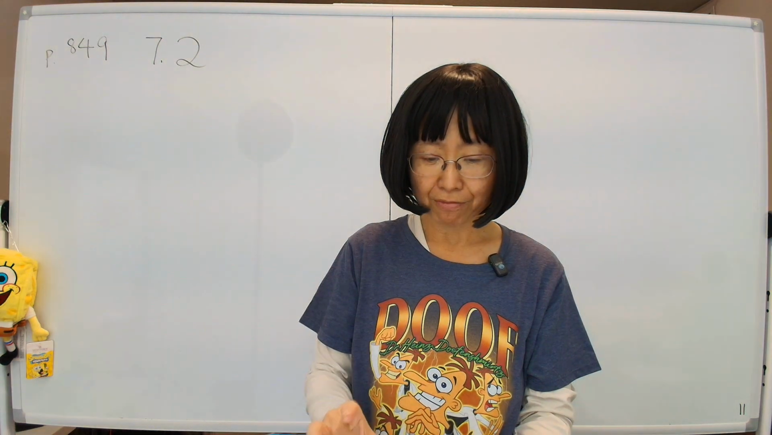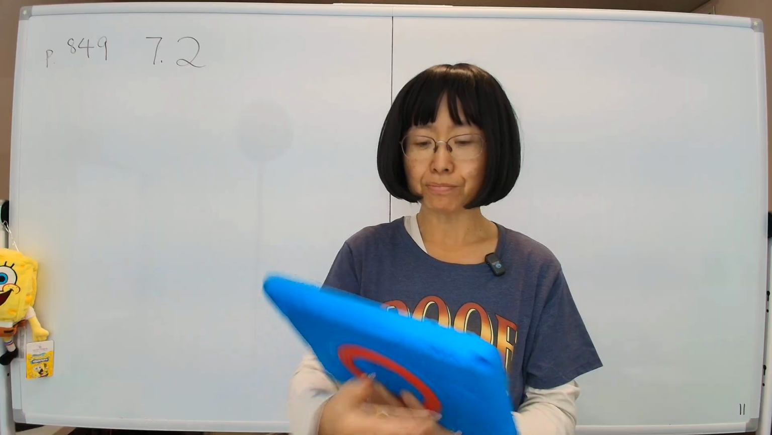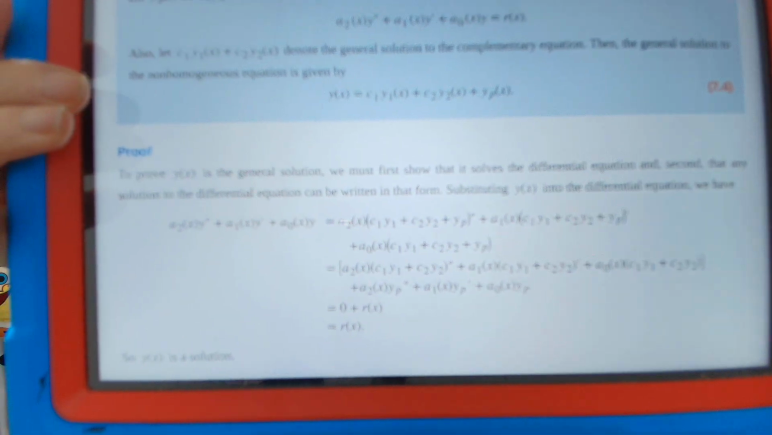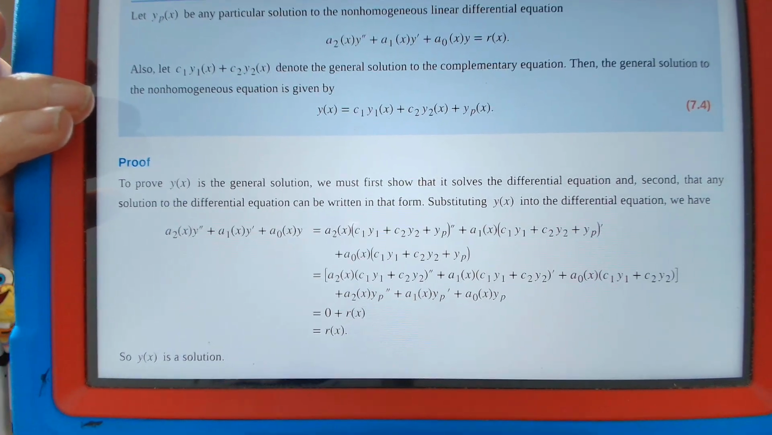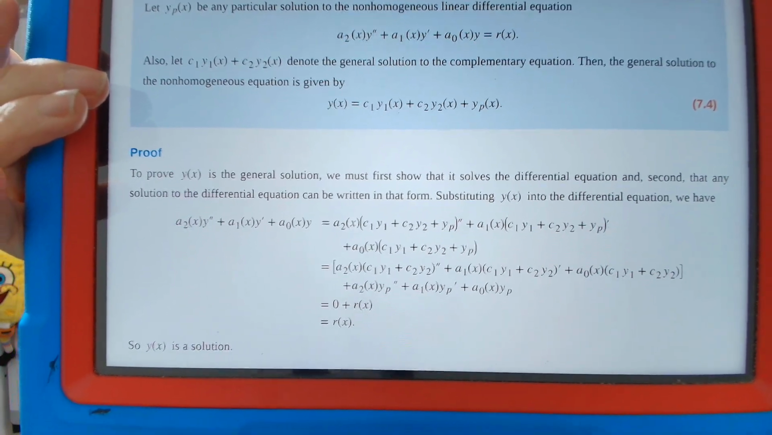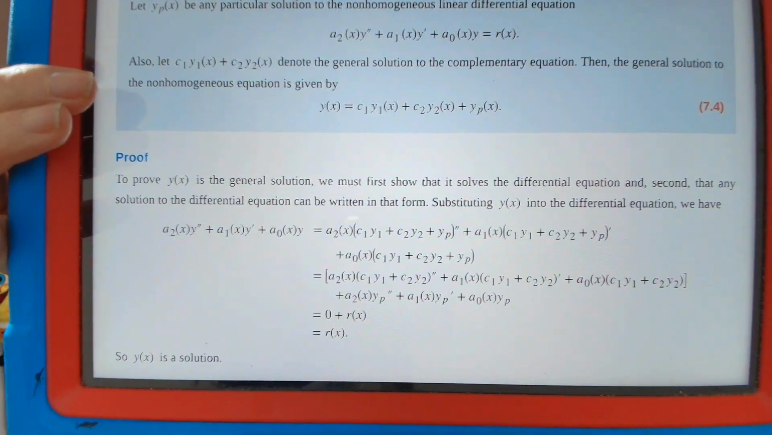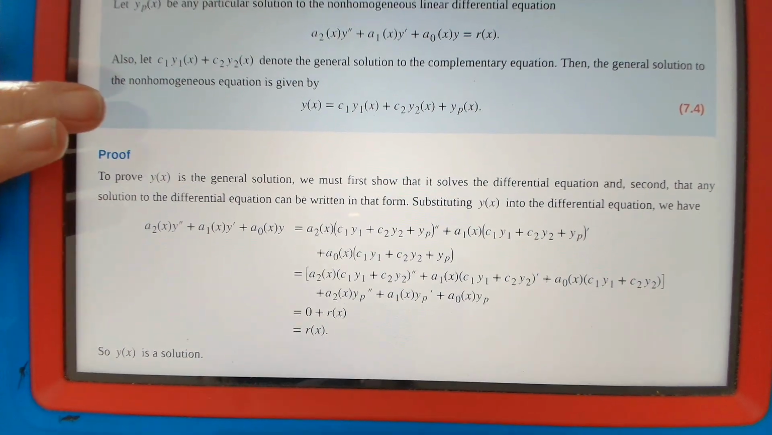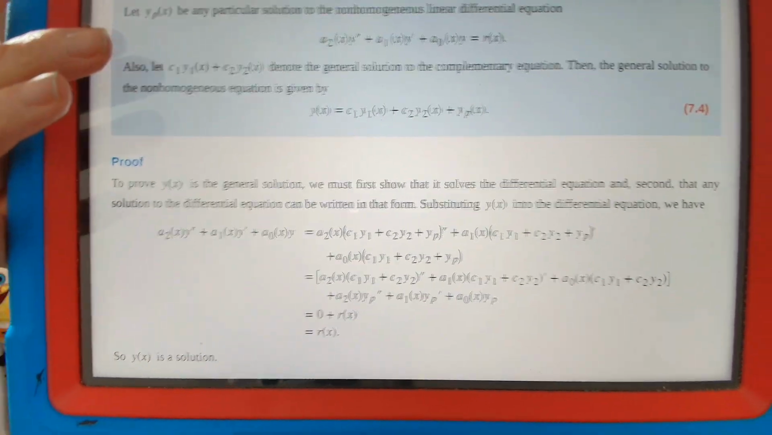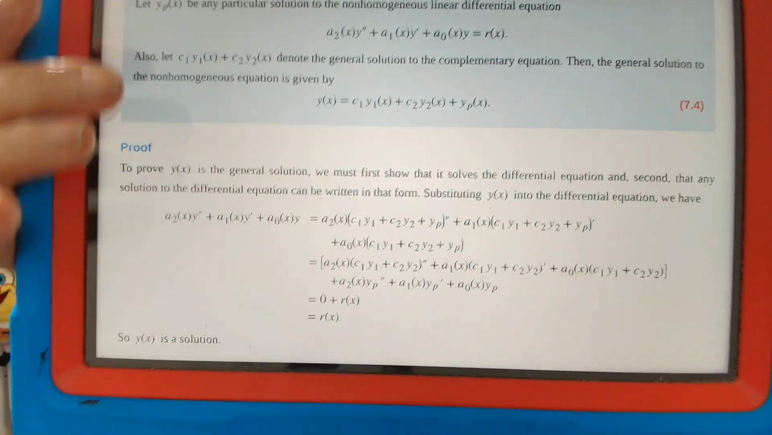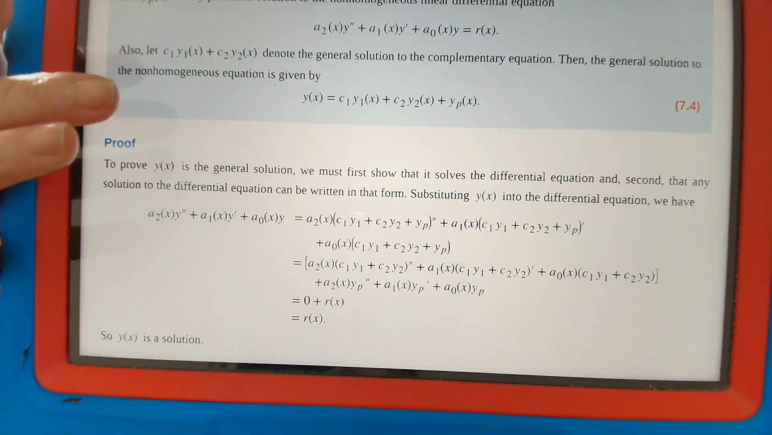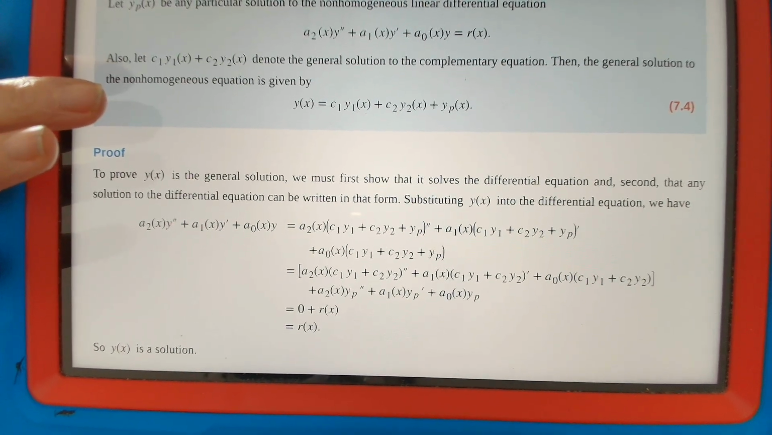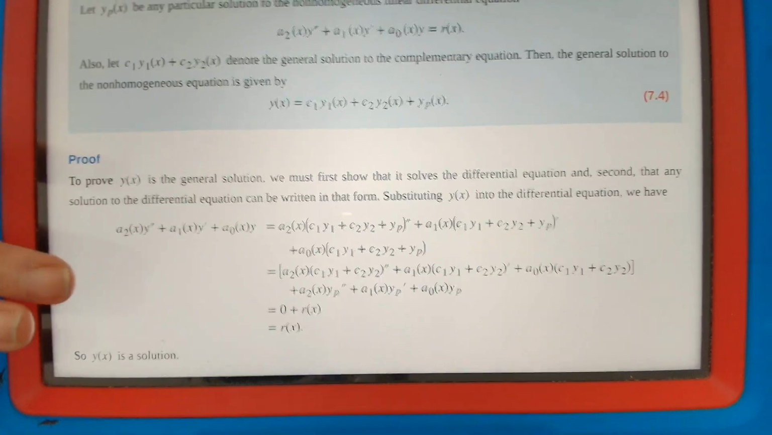Now to prove that, we have two directions. First, we have to prove that this does work. Given that c1 y1 plus c2 y2 is the solution for when it's 0, and yp of x is the solution for when it's not 0, if we plug this thing into the original equation, as it says, then this part will become 0, because the c1 y1 and c2 y2 part will become 0.